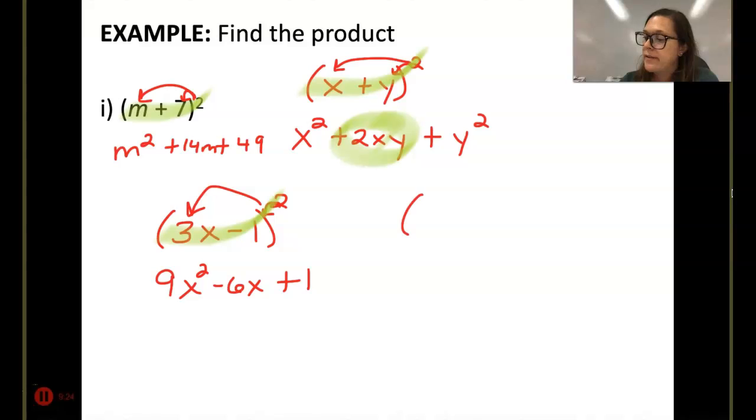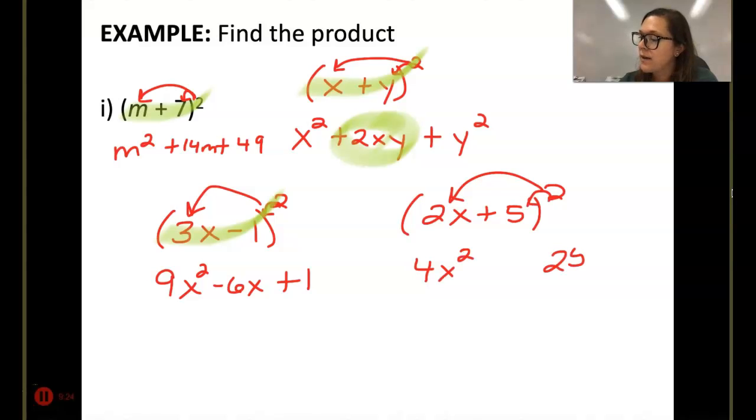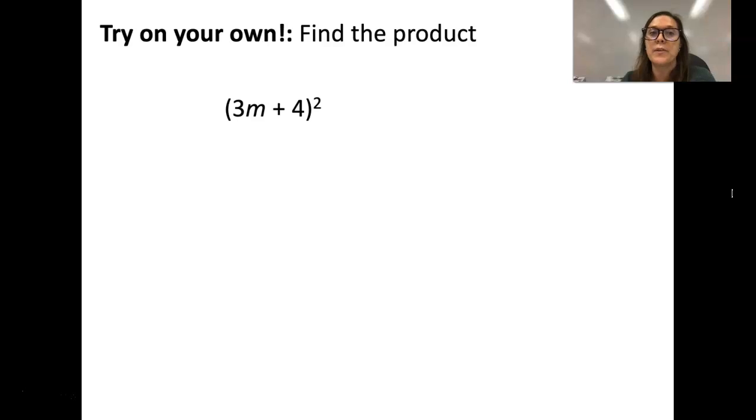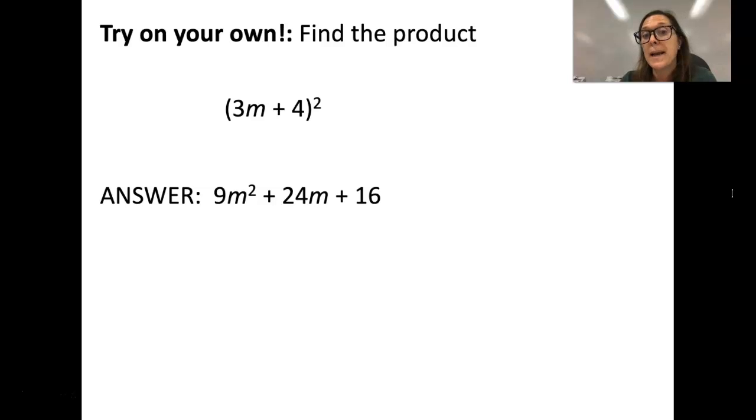I did it with, let's say, 2x plus 5. Square the first, 4x squared, square the last, 25. The middle, multiply it all through. 2x times 5 is 10x times 2 is 20x. Okay, so see if you can do this one on your own. Did you get 9m squared plus 24m plus 16? Hopefully you did.